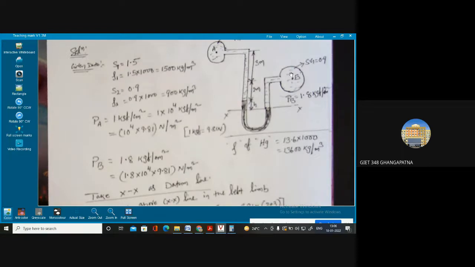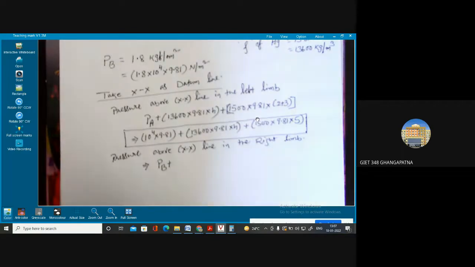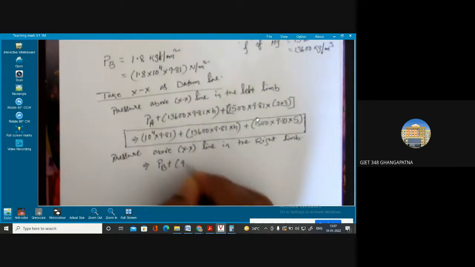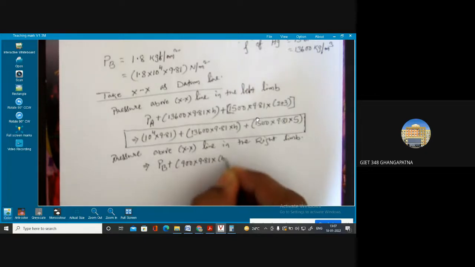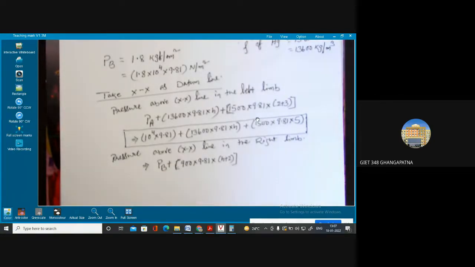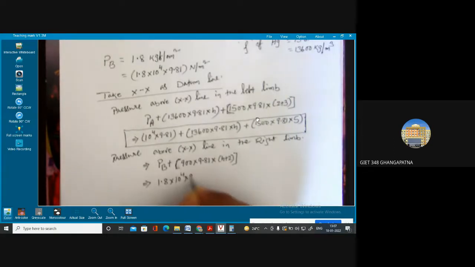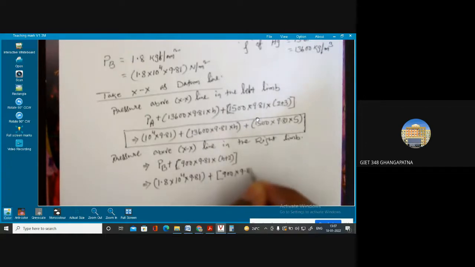And one more is there. You have pressure at B. That also you have to add. So pressure above this XX line in the right limb is P of B plus 900 into 9.81 into H plus 2. Any doubts? What is PB? 1.8 into 10 to the power of 4, given in the question, plus 900 into 9.81 into H plus 2.